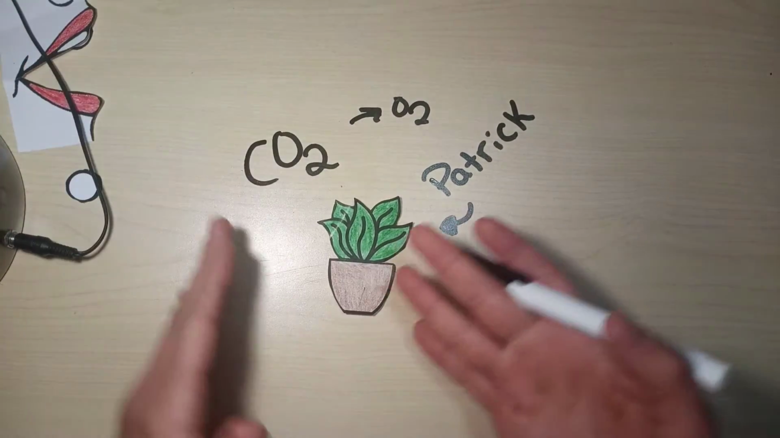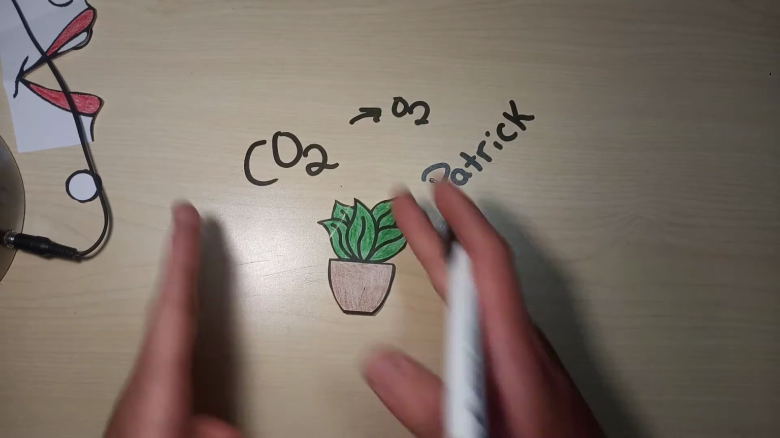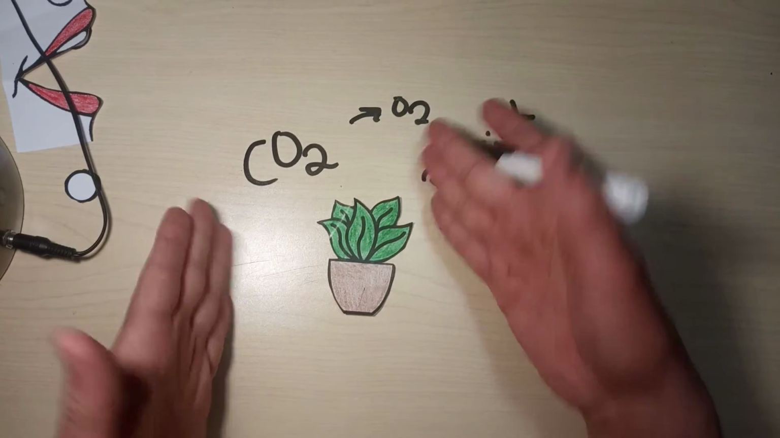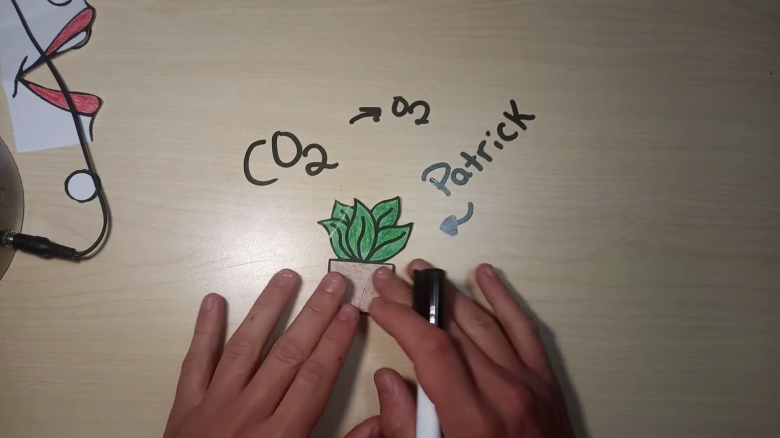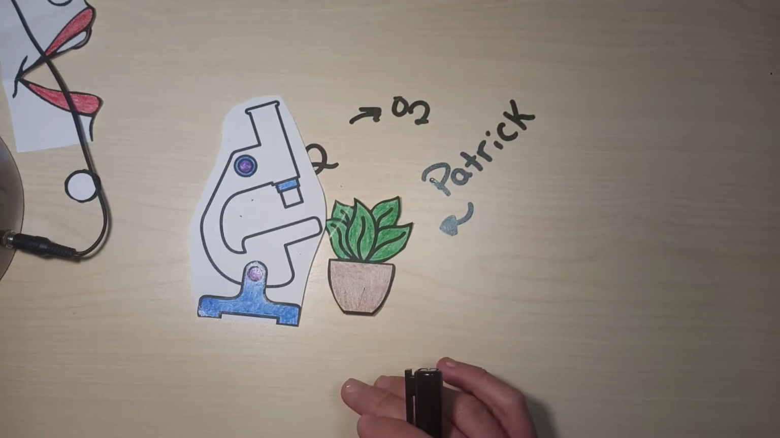But how does this actually work? How can Patrick make food for himself? How can Patrick convert the carbon dioxide into oxygen that we can then breathe? Well, in order for that to happen, we're going to need to take a closer look at his leaves.